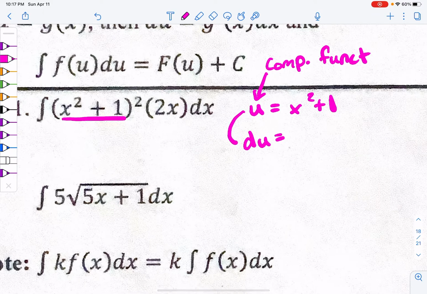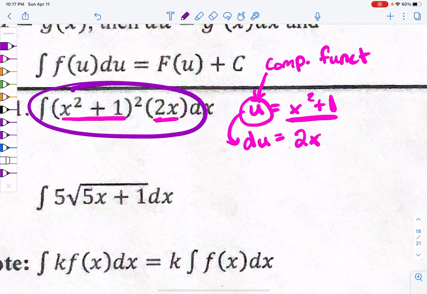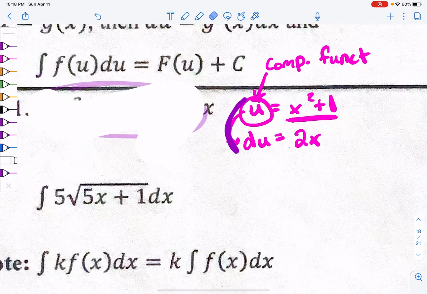Then du is just the derivative of this function. I take the derivative of u and I get du. The derivative of x squared plus 1 was 2x, and we noticed that it showed up inside of here. So as soon as we have u and du, we go through this process and flip all of this stuff into terms of u and du. Here's how this works. I go through piece by piece.